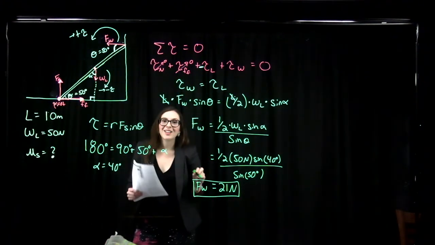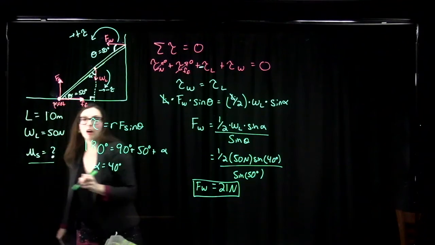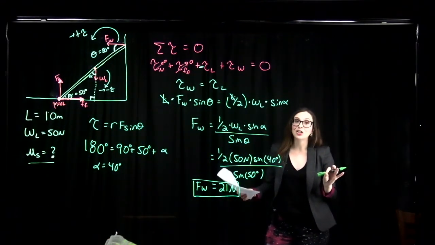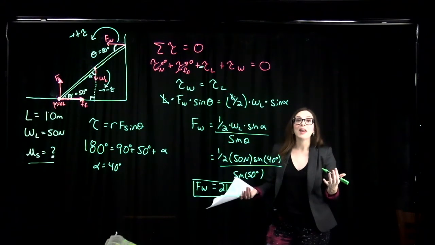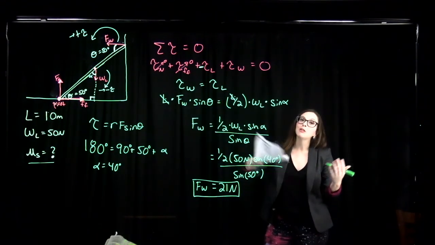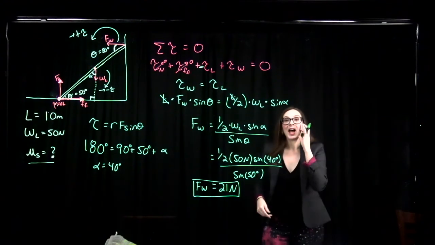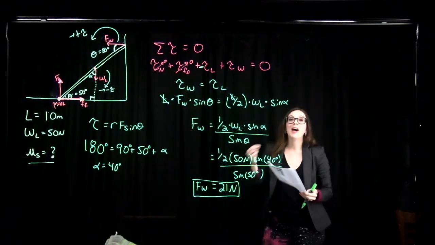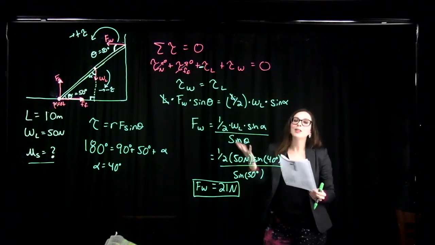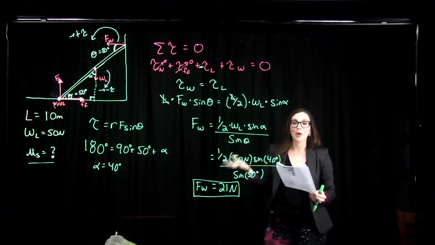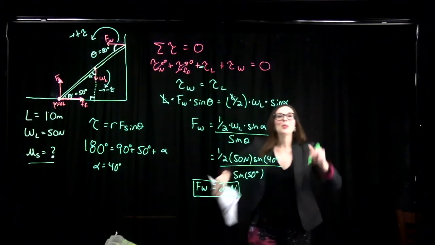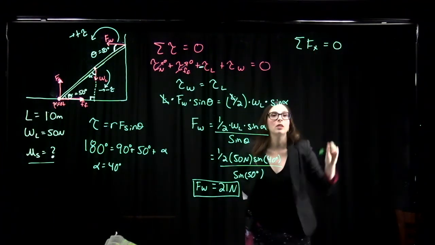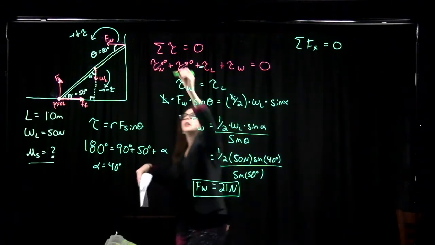But that hasn't helped us yet get our coefficient of static friction. So what we're going to do now is apply our second condition for static equilibrium. We did our sum of torques equals 0. Now we've got to do our sum of forces equals 0. And guess what? We've got forces in the x and the y direction. So we have to apply Newton's second law for statics in both directions as well, x and y. The sum of all the forces in the x direction has to equal 0. That's our second condition.